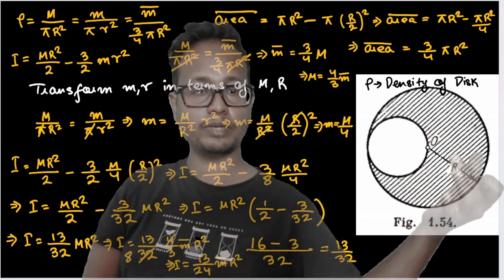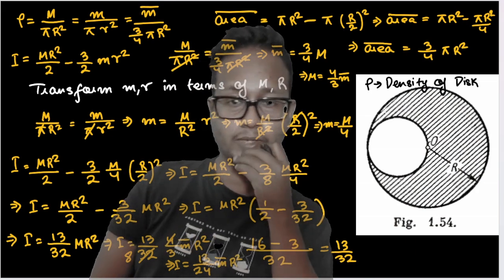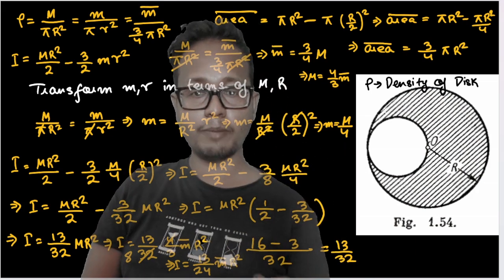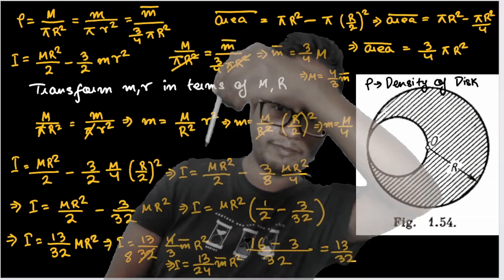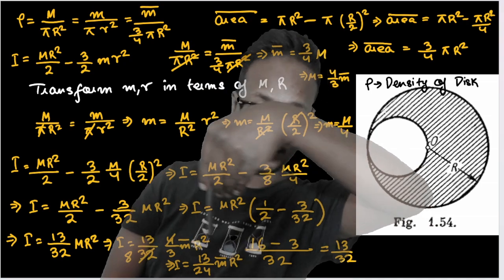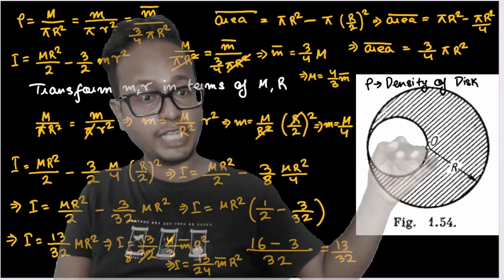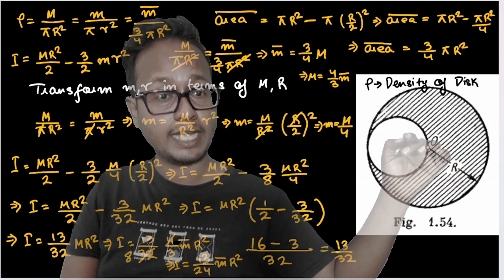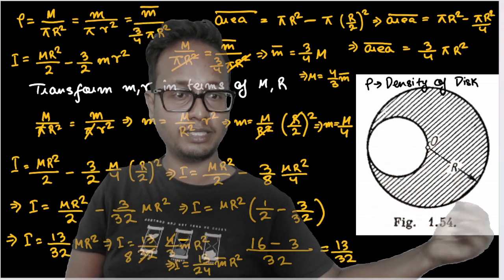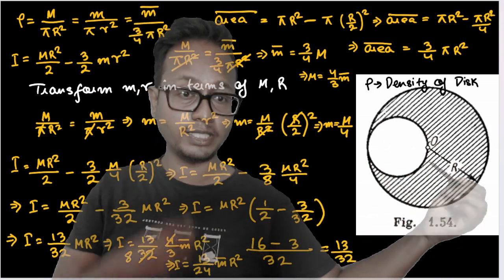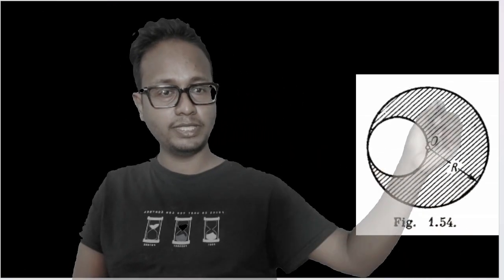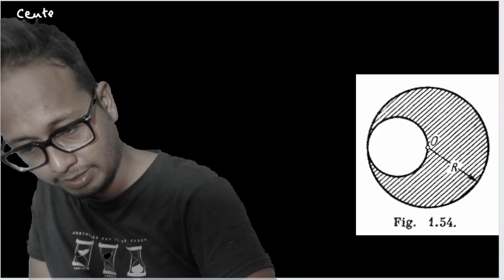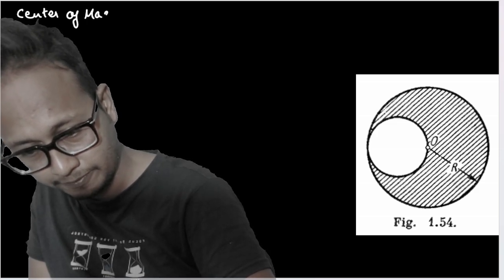The moment of inertia of the entire disk is nothing but the mass of the shaded part into 13 by 24 into r square, the radius of the bigger disk. So this entire moment of inertia that I found out here is nothing but the moment of inertia about the axis O. The question is asking to find the moment of inertia about the center of mass of this object. So first I must find the center of mass of this shaded part.